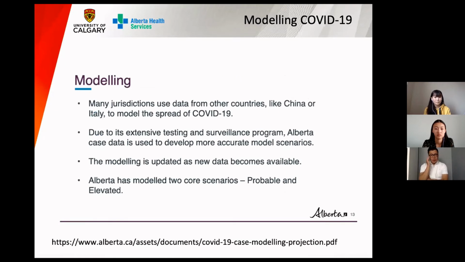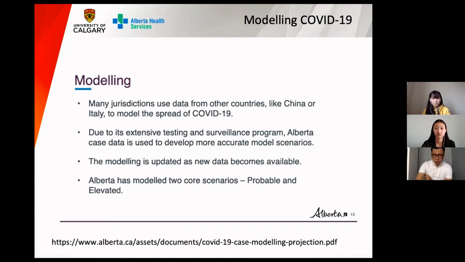So many other jurisdictions, not only Alberta, but like BC, other provinces, the United States, use data from places that have... it's kind of like, I'm not sure if you guys have seen Tenet, the new movie out right now, but it's kind of using future information to plan the current state. And so we're using the future state in China and Italy to model the spread in Alberta, or that's what they did back in March and April.